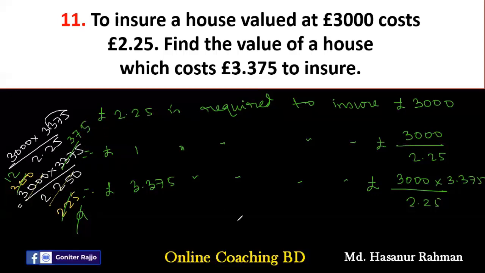Now we have to multiply these 375 by 12. 12 multiplied by 5, that will be 60. We have 6. 12 7s are 84 plus 6, that is 90. We have 9. 12 3s are 36 plus 9, that will be 45. So our final answer will be 4500 pound. Very simple.